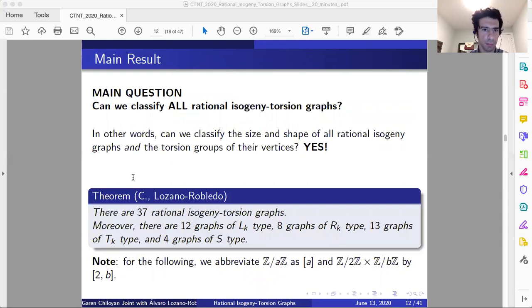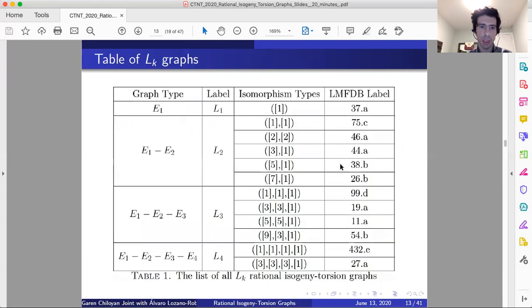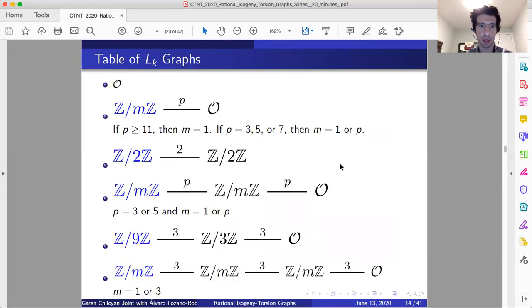There are in fact 37 rational isogeny-torsion graphs, 12 of which are linear, 8 of which are rectangular, 13 of which are T-type, and 4 S-type. And we will describe them all in the following tables. These are the examples of all the linear graphs. So L1 means one vertex, L2 means two vertices, the subscripts mean the vertices in the graph, etc. So these are pictures of the graphs themselves.